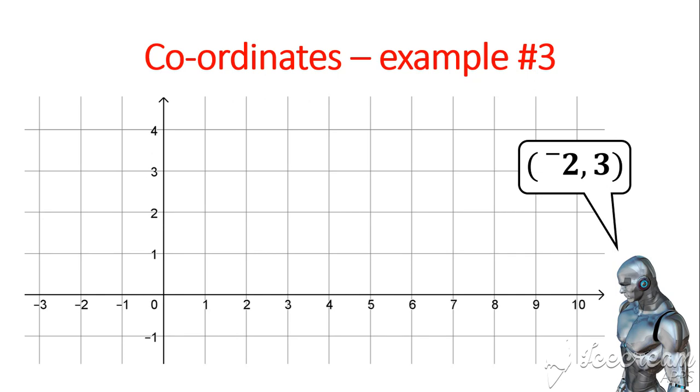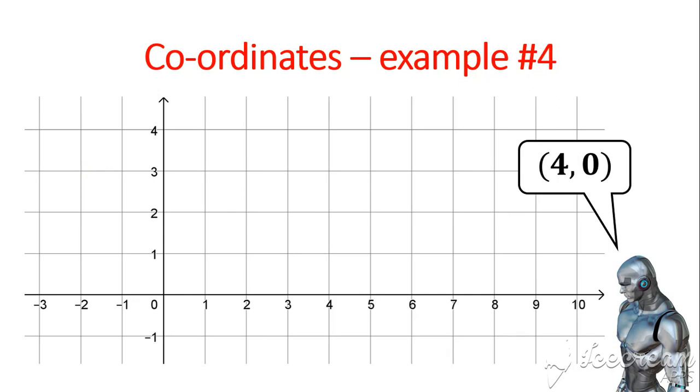Right, example 3. Let's plot this point (-2, 3). Now, the first number tells us which way to go sideways. The second number tells us which way to go up and down. We're starting at the origin, and we're moving 2 squares to the -2, which means we're going 2 squares to the left. And the second number is a 3, but it's a positive 3, so we're going 3 squares up. So we're going 2 squares to the left, 3 squares up, and we are at this point here, (-2, 3).